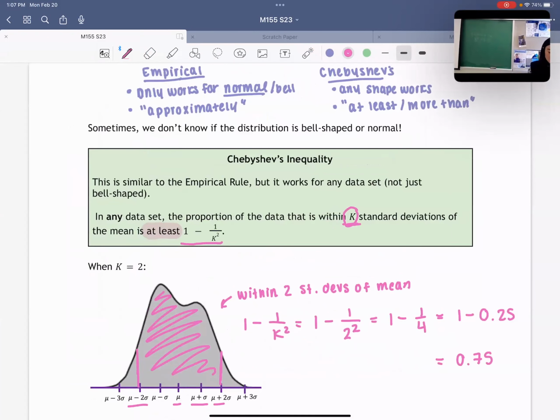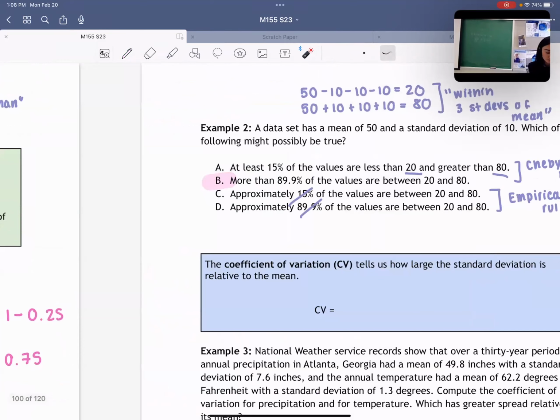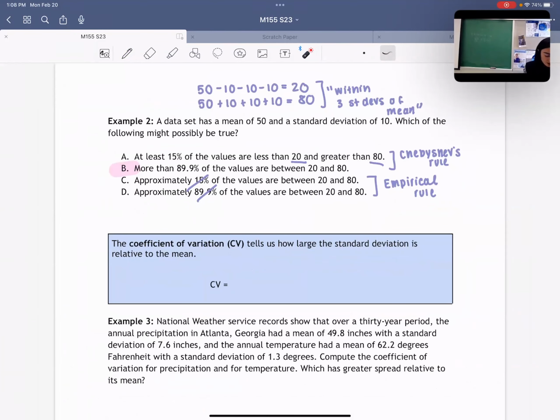Then we talked about Chebyshev's inequality, which was very similar to the empirical rule, but instead of only working for normal distributions, it can work for any shape. So even something that looks like this, okay? And we also said that instead of using the word approximately, Chebyshev's uses at least or more than, meaning the empirical rule is a little bit more accurate than Chebyshev's inequality, okay? Well, we answered a question on that, and then we moved on to a different topic.